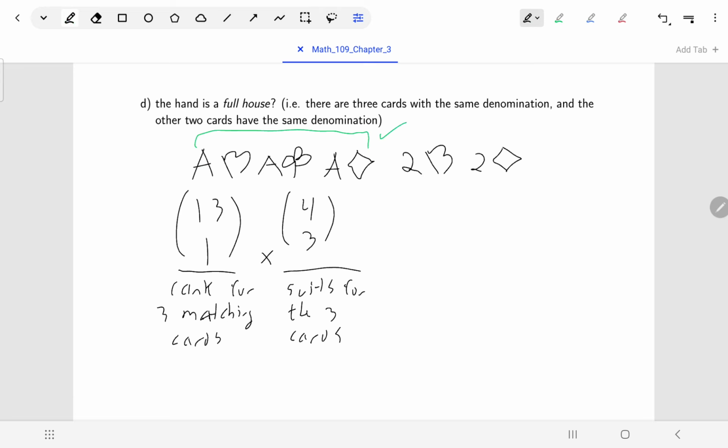This still leaves the last two cards to take care of, so I need a rank. There's 12 ranks left, and I need one of them for the pair. And then I also still need to decide, once I've decided, oh, it's going to be a pair of twos, which twos. So I then need to decide suits. So a suit for the two suits for that pair. And that can be done in 4C2 different ways.